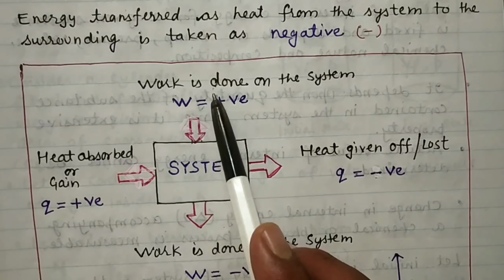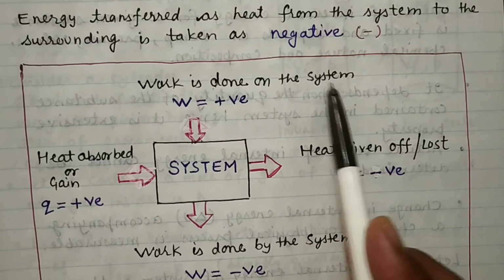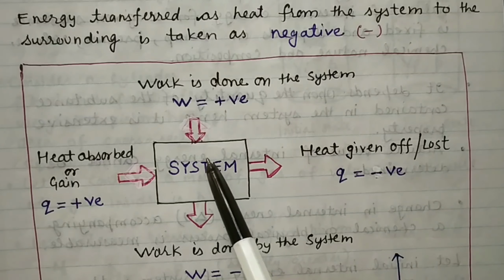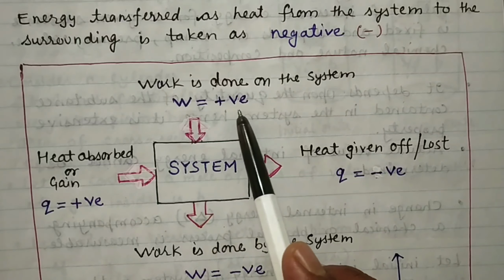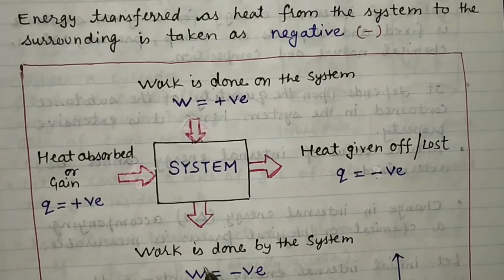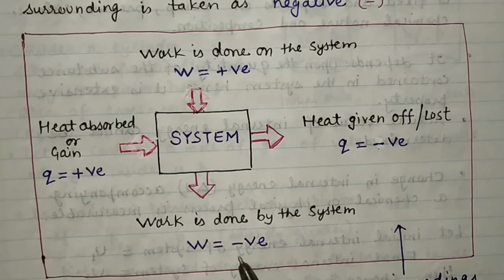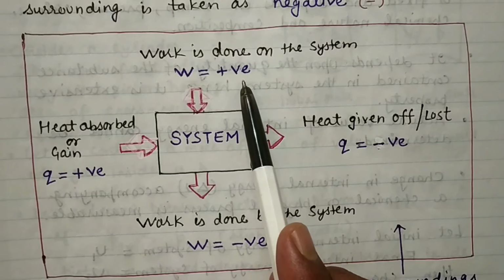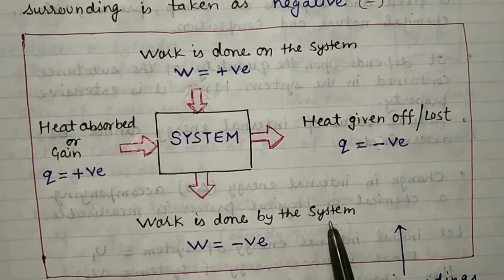Likewise, if work is done on the system, meaning something does work on this system, then the value of W will be positive. And if work is done by the system, then there will be a negative sign before W. So when work is done on the system, the value of W will be positive. When work is done by the system, the value of W will be negative.